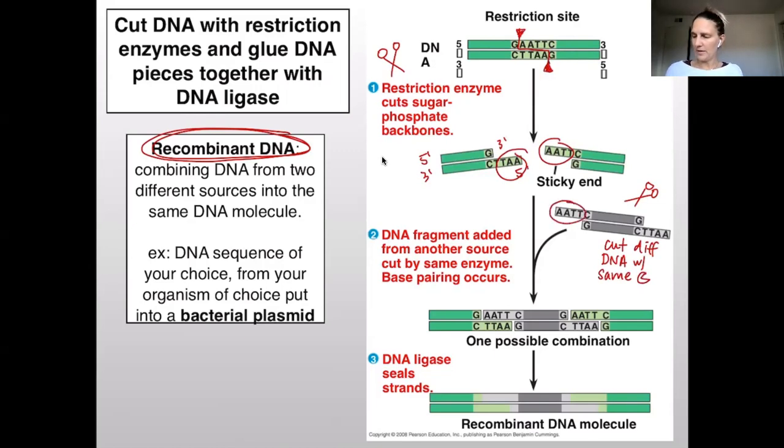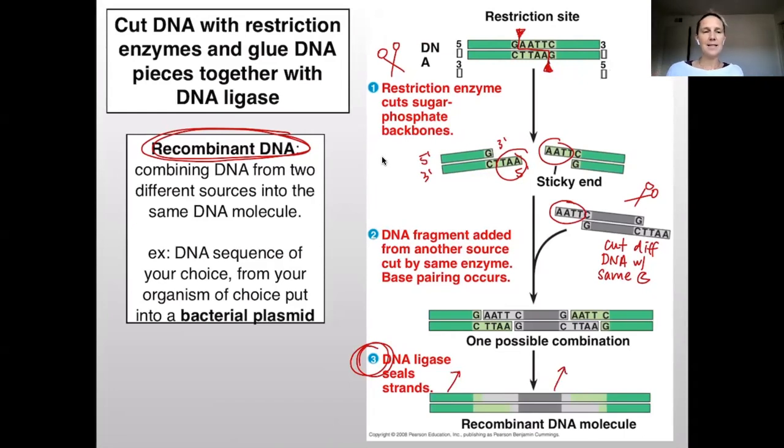That DNA fragment from another source, from both sources, are going to be added together, and those sticky ends are going to be complementary. So therefore, you can use DNA ligase to seal that together. So now we have a piece of recombinant DNA. We have DNA from this green source, and we have DNA from this gray source.